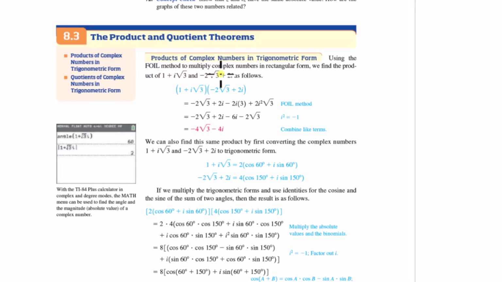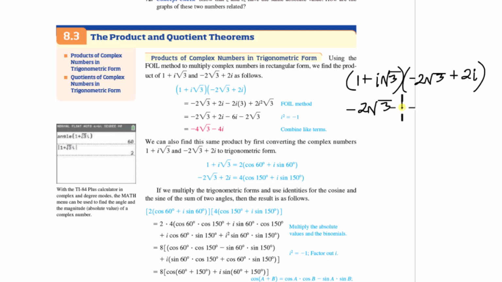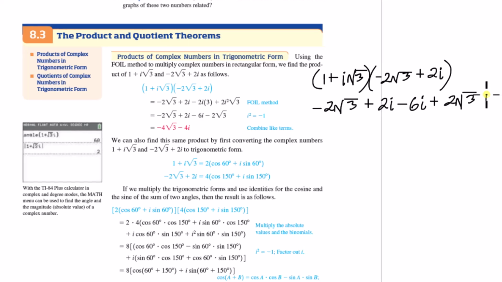Using the FOIL method to multiply complex numbers in rectangular form, we find that the product of 1 plus i root 3 and minus 2 root 3 plus 2i is as follows. So, okay, if we wanted to find the product of these two complex numbers, we know how to do this. Just multiply it like normal: minus 2 root 3 plus 2i, minus, and then 2 times 3, so minus 6i, plus 2 root 3 i squared.